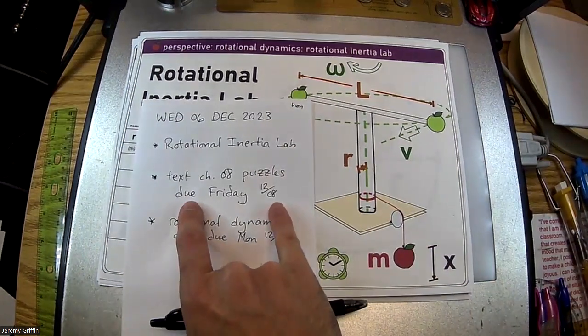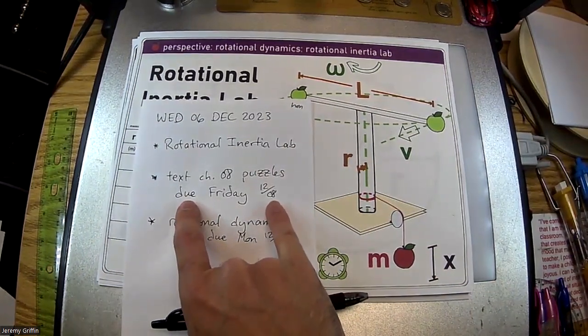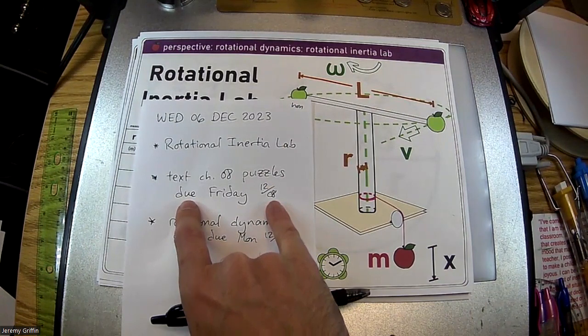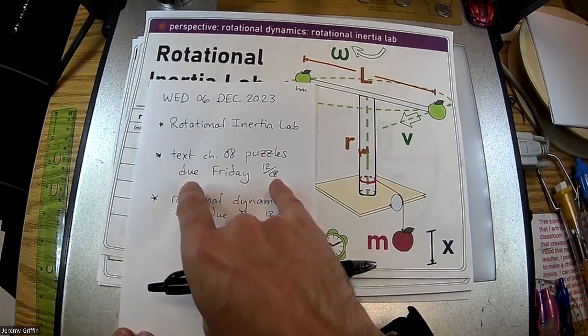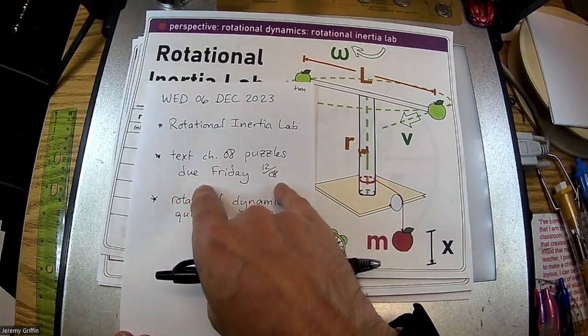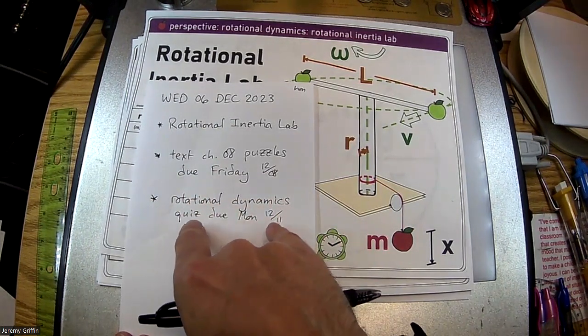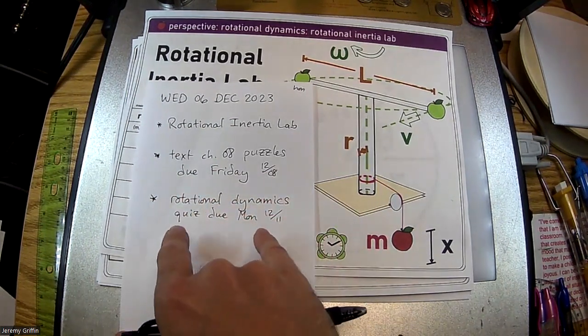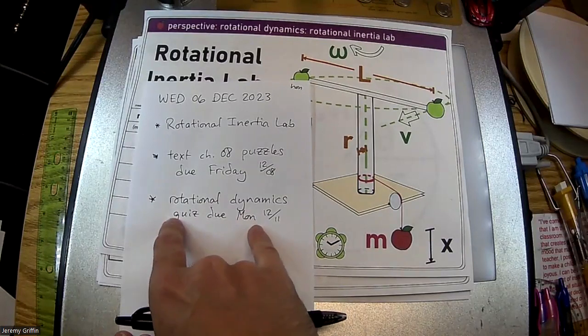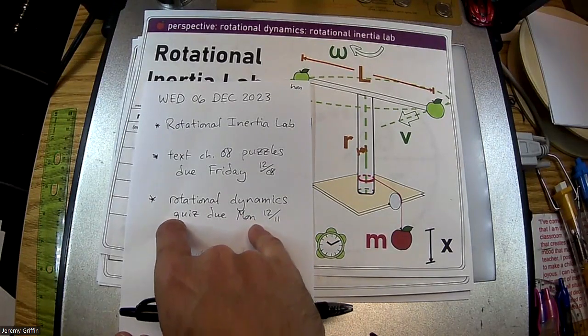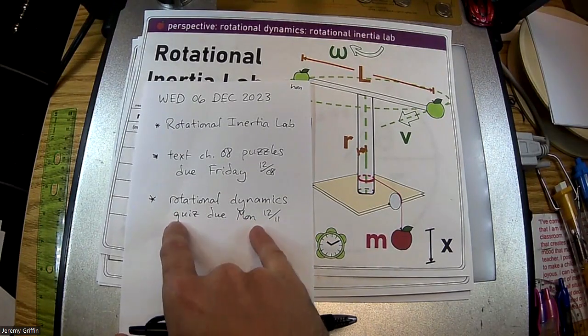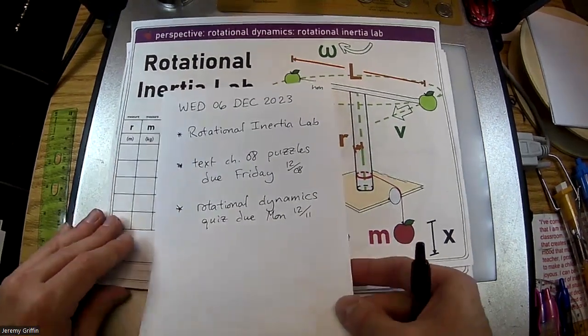Those chapter 8 puzzles are due on Friday. A lot of students already turned this in because we covered them all by the end of class yesterday. But if you want a couple more days to look at those and think about them, go ahead, just turn them in before the weekend. And right before I hit record today, I gave you your next quiz, the rotational dynamics quiz. Let's have that due on Monday, so you've got a few days to do that take-home quiz.